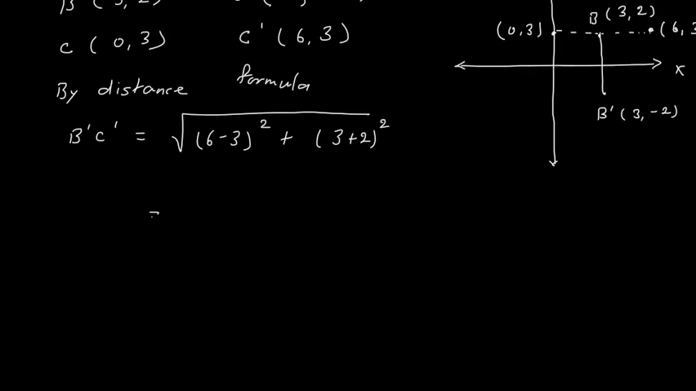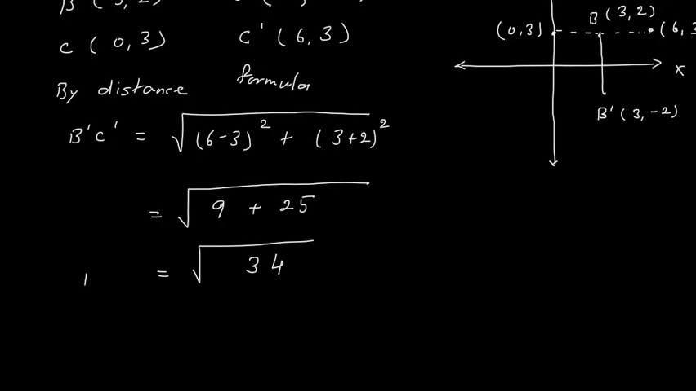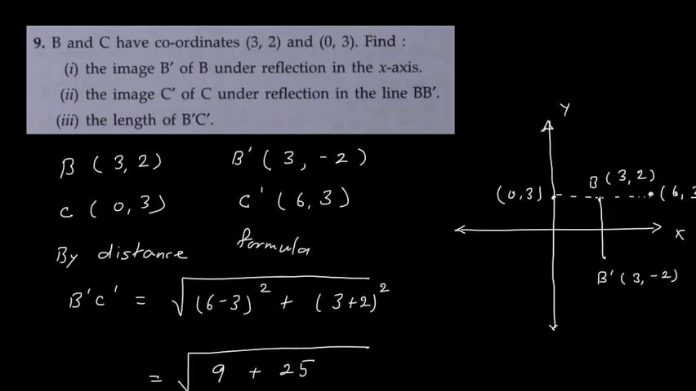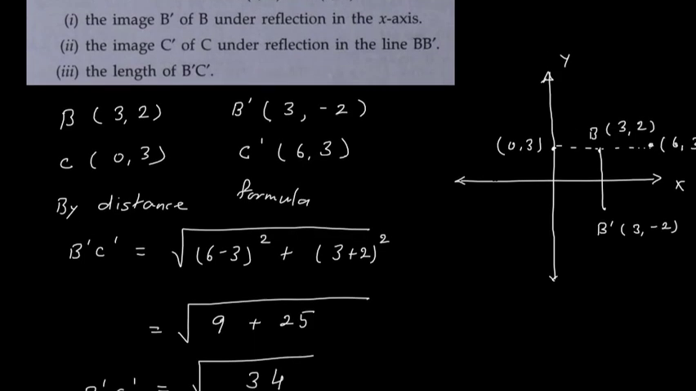So this B dash C dash is equal to, it is nothing but 6 minus 3 is 3, 3 square is 9, plus 3 plus 2 is 5, 5 square is 25. So it is root of 9 plus 25, which is root of 34. So this B dash C dash is equal to root of 34. This is the length B dash C dash. Okay, this is 9th problem.